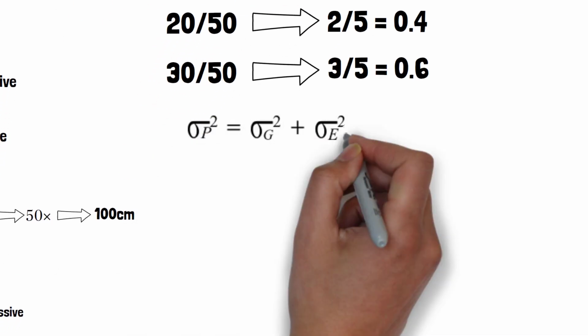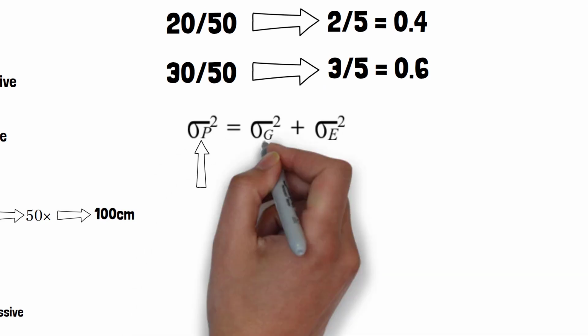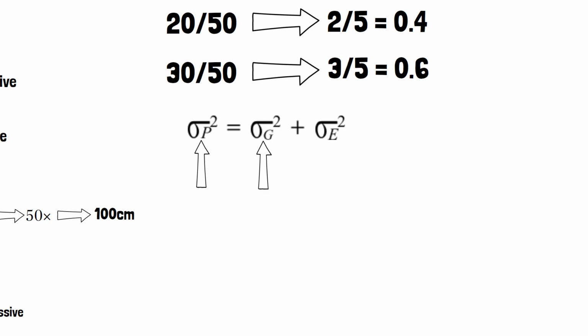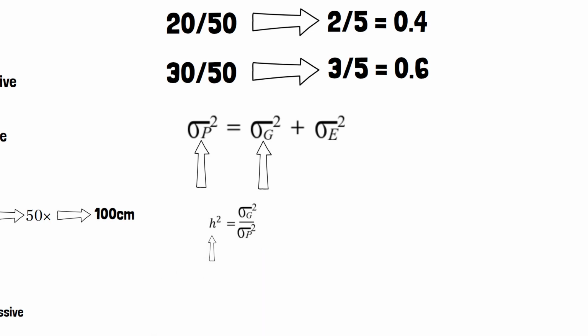Similarly, from the formula, sigma square P equals sigma square G plus sigma square E. So the proportion of phenotypic variance, sigma square P, that is due to genetic variance, is the same as saying the proportion of genetic variance in phenotypic variance. It is expressed mathematically as H square equals sigma square G over sigma square P. H square is the symbol for heritability.